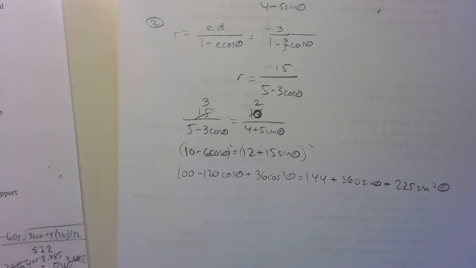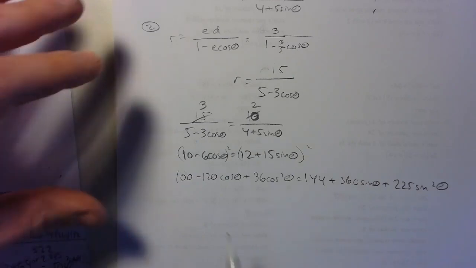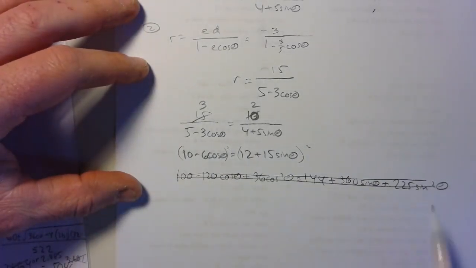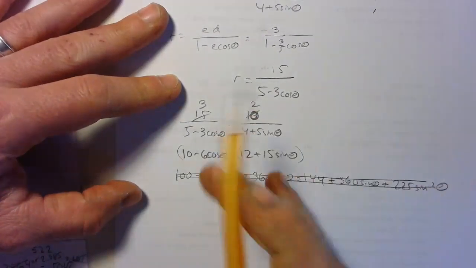Oh, you know what? I should have made this easier. I should have combined those like terms before I did that. That would have made it a lot easier. Let me just go back and redo that one. Before I square, let me combine some like terms.